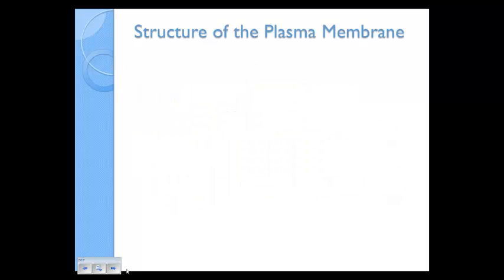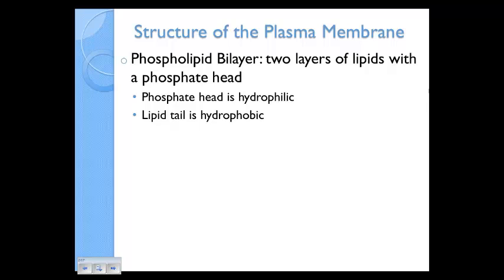To answer these questions, we need to start with the structure of the plasma membrane. The plasma membrane is also referred to as a phospholipid bilayer. This is a phospholipid. Phospholipids are made up of 2 parts, a phosphate head and a lipid tail.